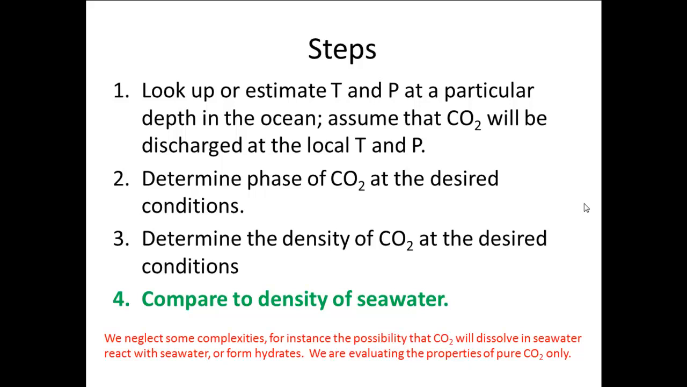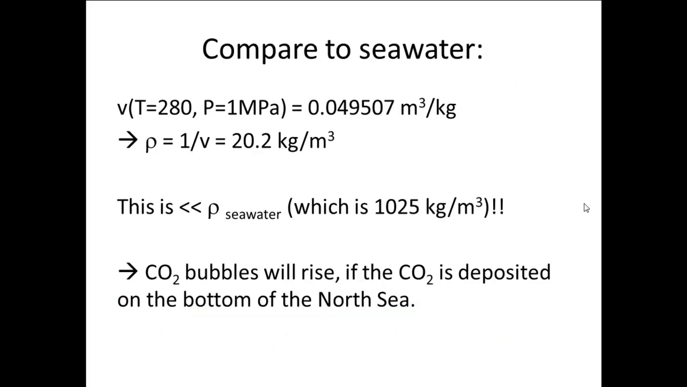Okay, now we're on to our final step, which is comparing to seawater density. So first, we need to convert specific volume to density. Density is defined as 1 over specific volume. So the density of CO2 at the bottom of the North Sea is 1 over V, or 20.2 kilograms per meter cubed. This is much, much smaller than the density of seawater, which is 1025 kilograms per meter cubed. So we can conclude that if we inject CO2 to the bottom of the North Sea, CO2 will be in the vapor phase and CO2 bubbles will rise.